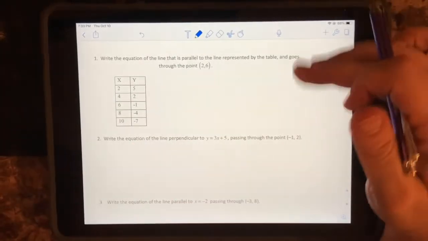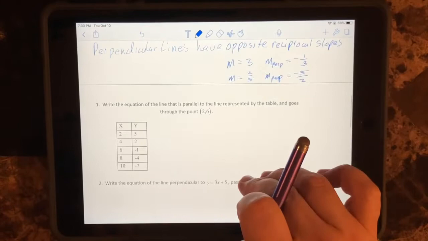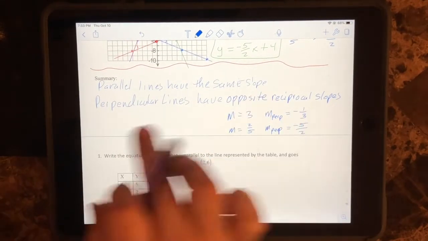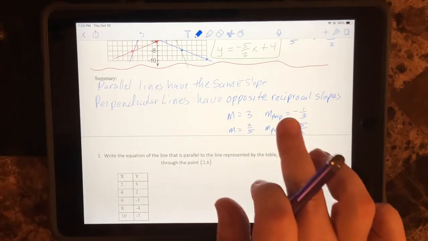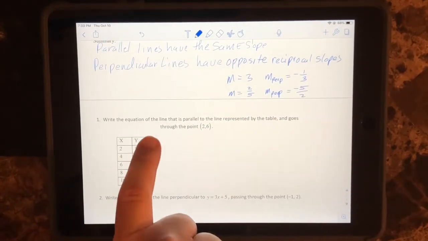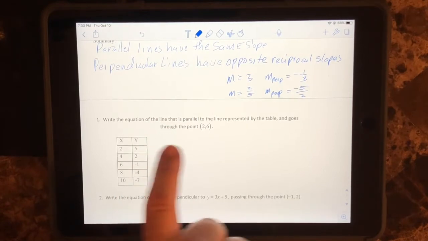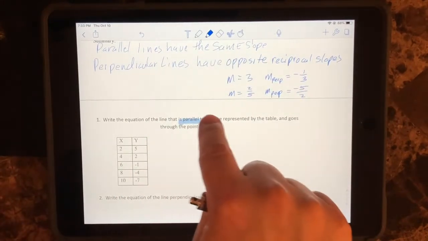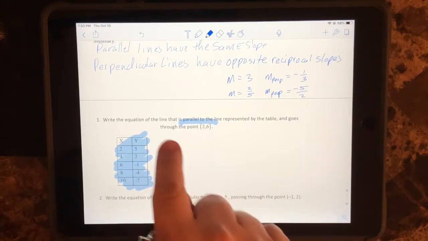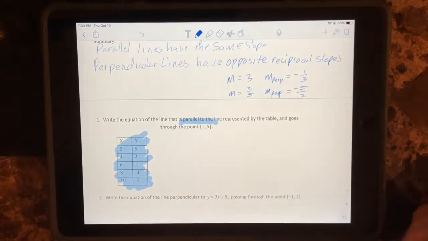All right, so now we're just going to practice a bunch. But again, the whole idea is parallel lines have the same slopes as each other, and perpendicular lines have opposite reciprocal slopes as each other. So our job is to write the equation of a line that is parallel to this line and goes through the point 2, 6.